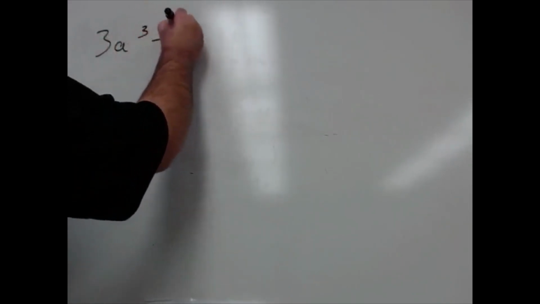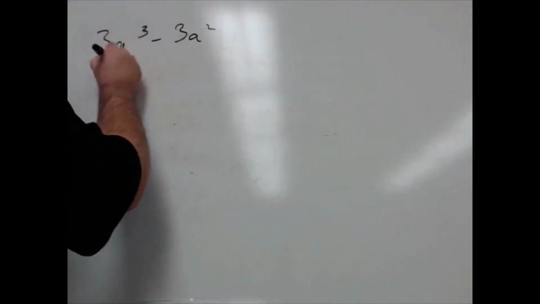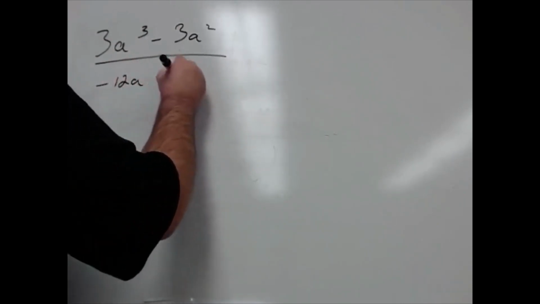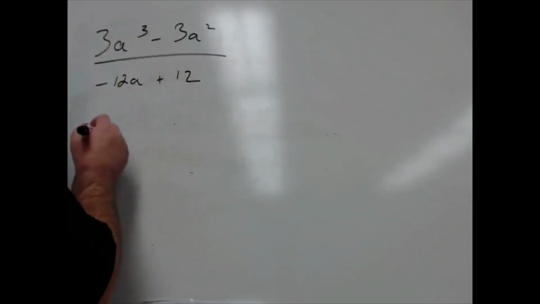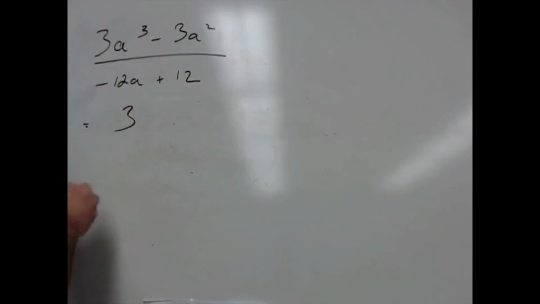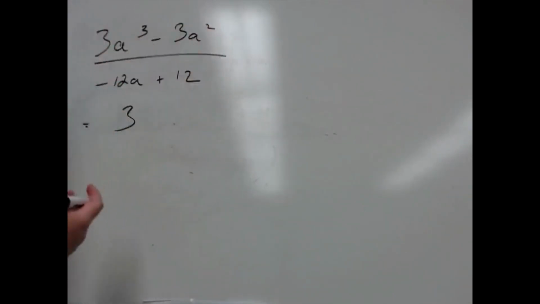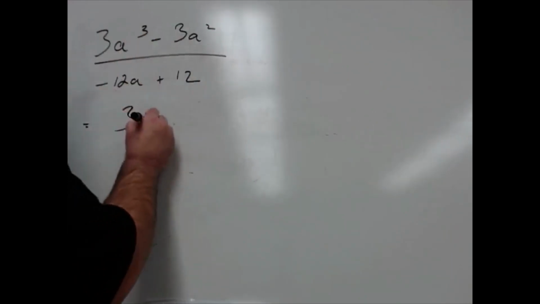So the next one, 3a cubed minus 3a squared over negative 12a plus 12. Take my common factor from my numerator, 3 and 3, common factor quite simply would be 3. A cubed and a squared, my common factor is the lowest exponent, so that would be the 2 here, so a squared.